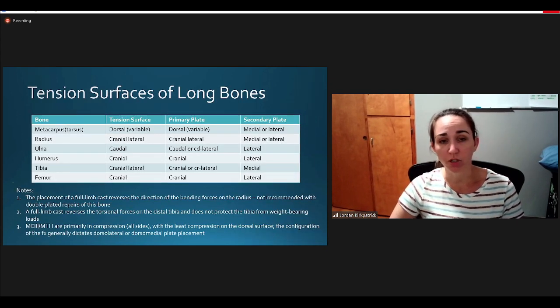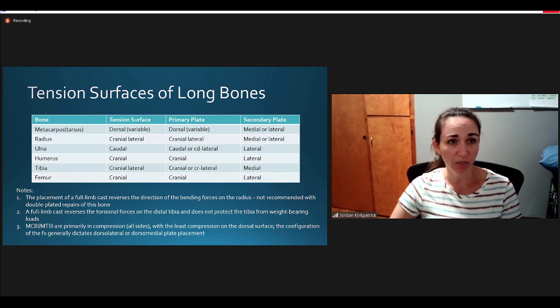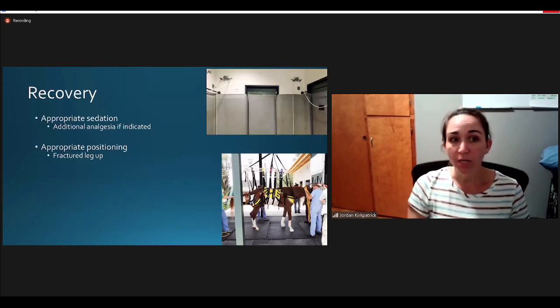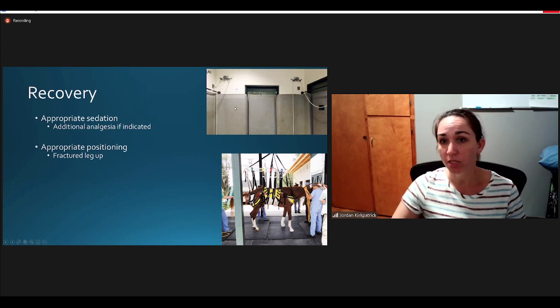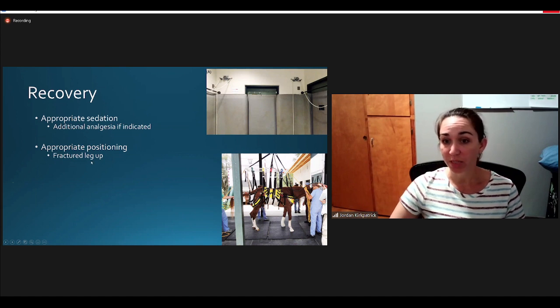This is just a chart showing where the tension surface of the long bones are. And that again is where you're going to put the plate, on the tension surface. So as I said, with recovery, most places just have a padded recovery stall with head and tail ropes that you can place on the horse. The fracture leg should always be up.